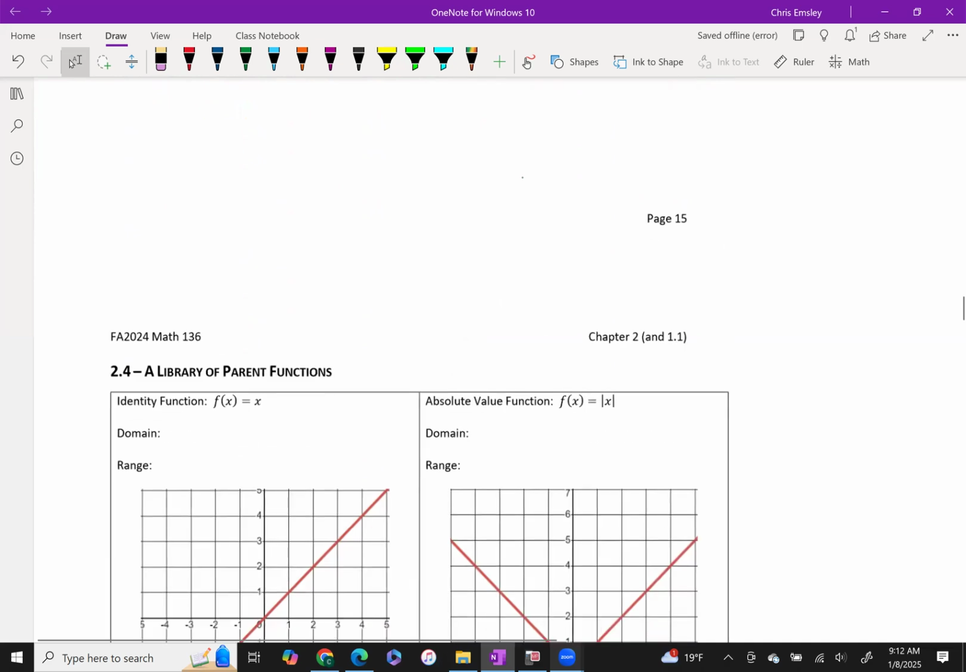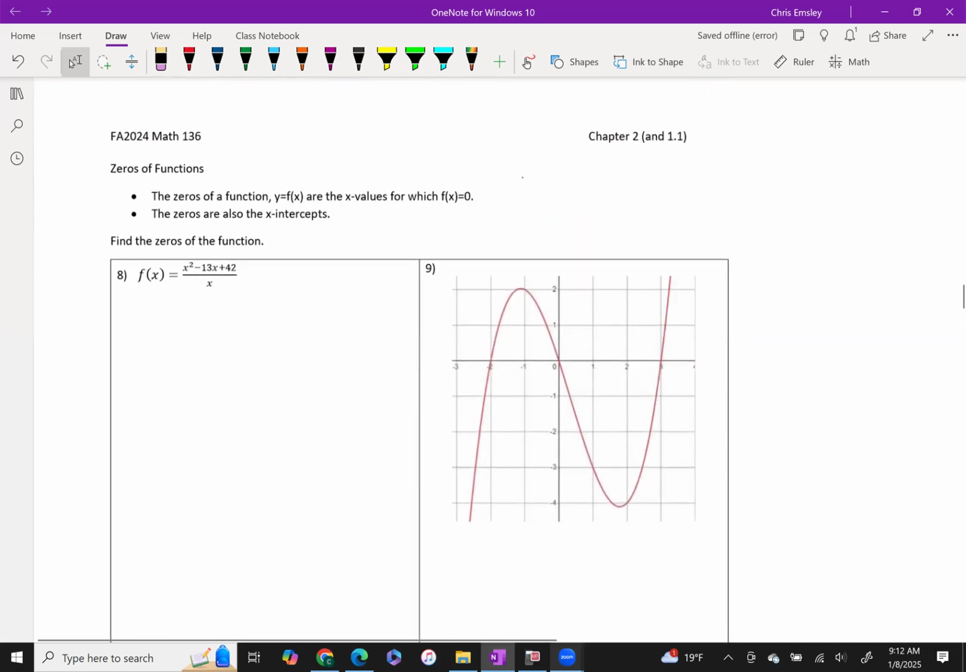Okay, I think this is the last example in this section. The zeros of functions, okay? This isn't really a new idea, maybe just some new terminology, okay? When we ask for the zeros of a function, that is asking for the x values where the function is equal to 0. The zeros are the exact same thing as the x-intercepts, okay? So if they ask us to find the zeros of the function, like for number 8, they gave us a function. What they're asking us to do is replace f of x with 0 and then solve for x.